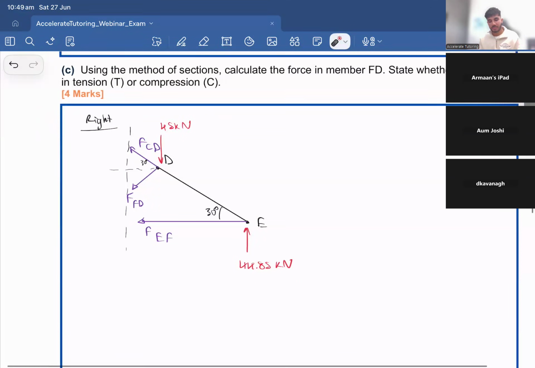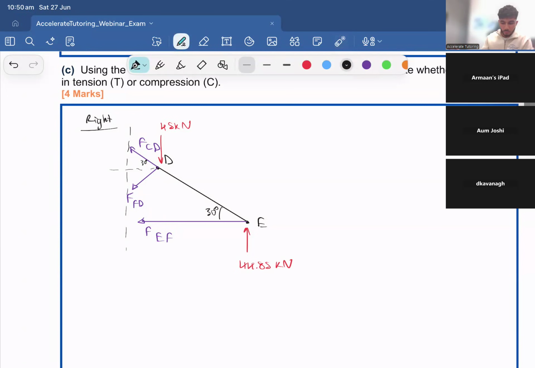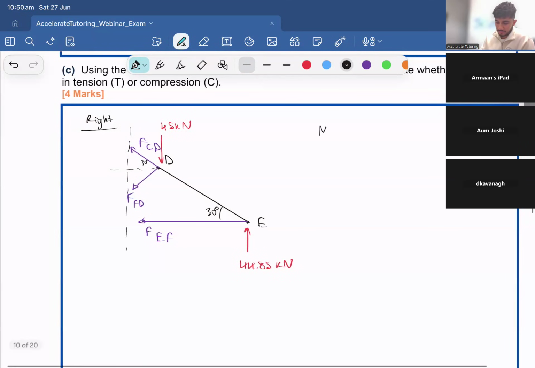So naturally, when we make a section, you will have one that you care about, and then you have two unknowns that you do not care about. So in this case, force EF and force CD, we do not care about. We want to ignore them. So what should we do? Should we take moments? Should we do sum of forces? What do we do? Does anyone know? So we would take moments.